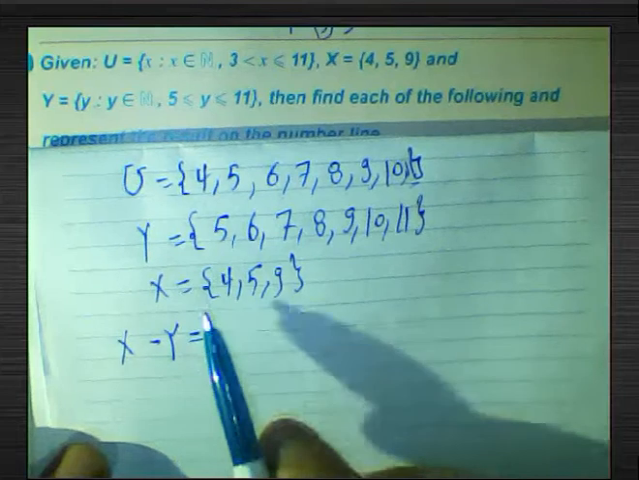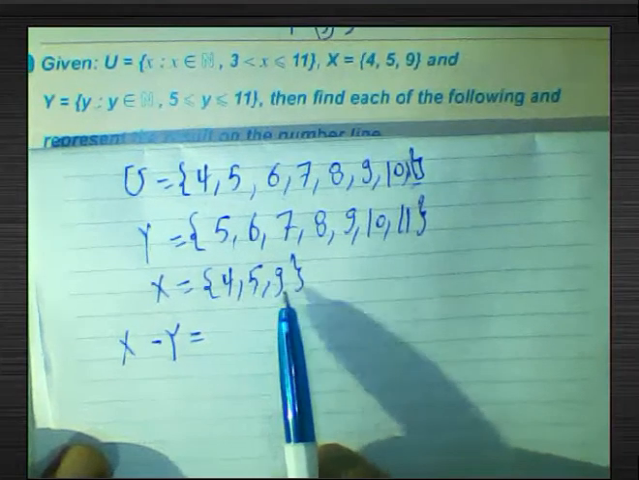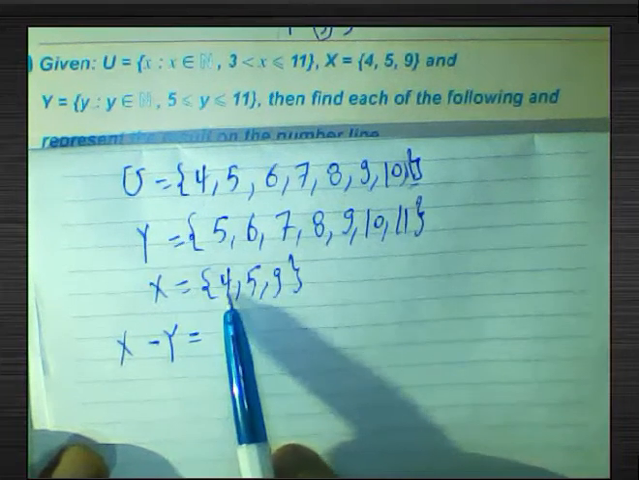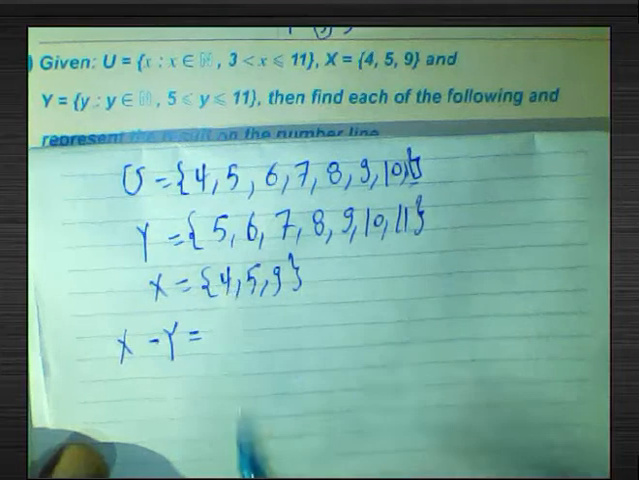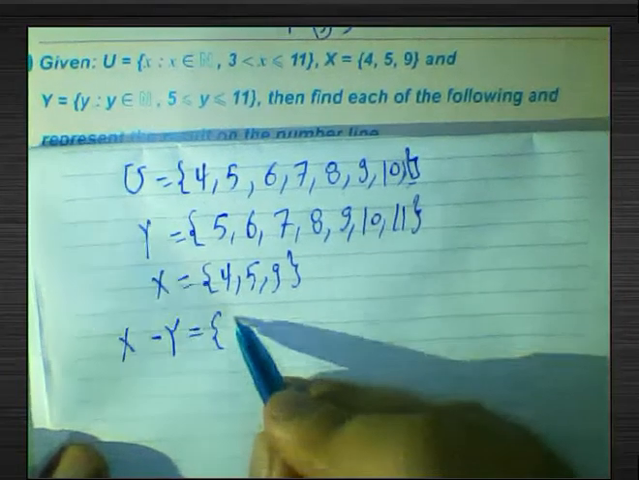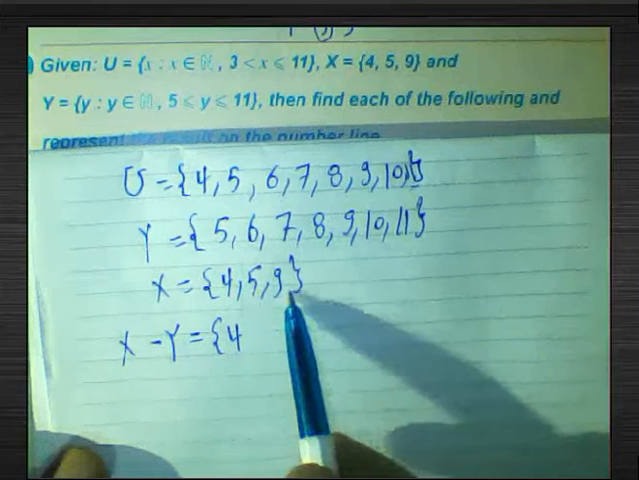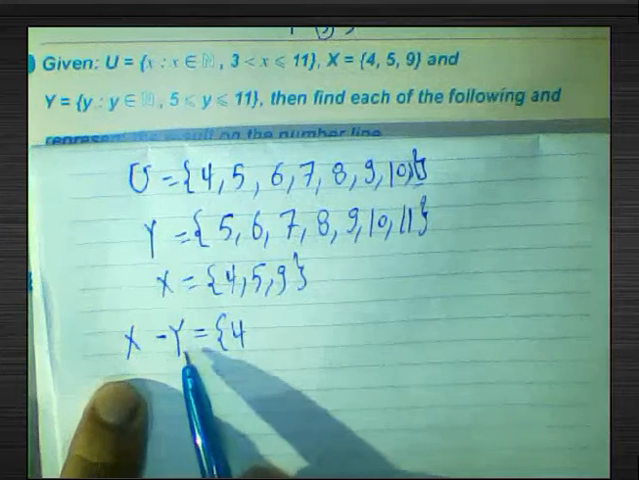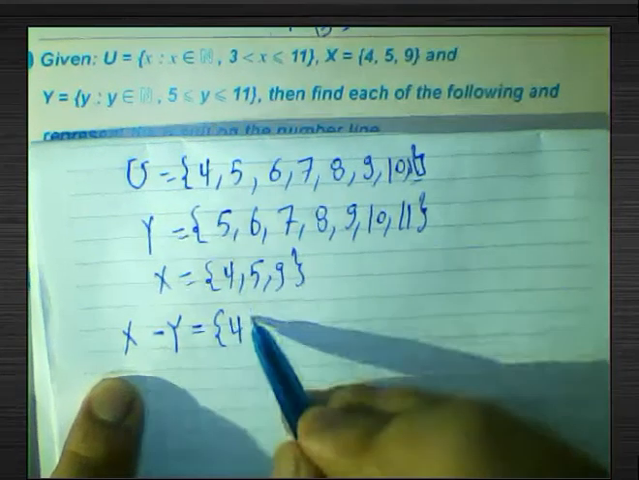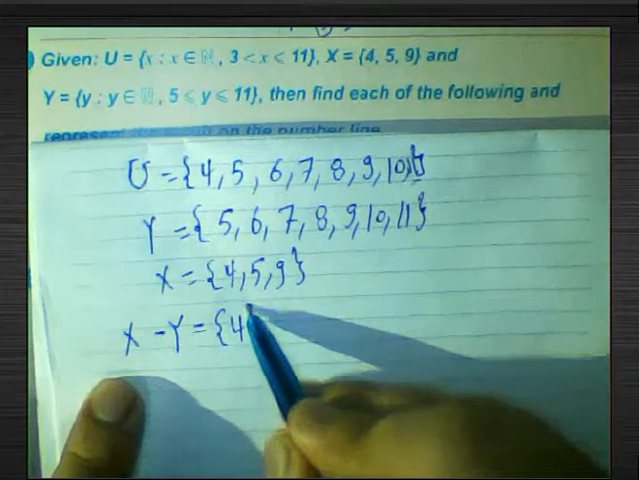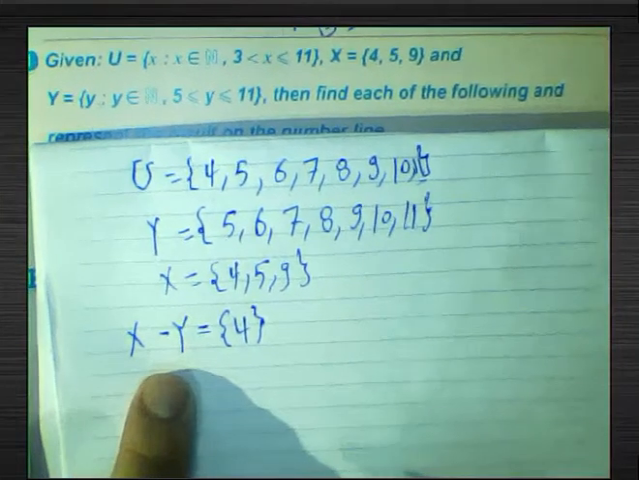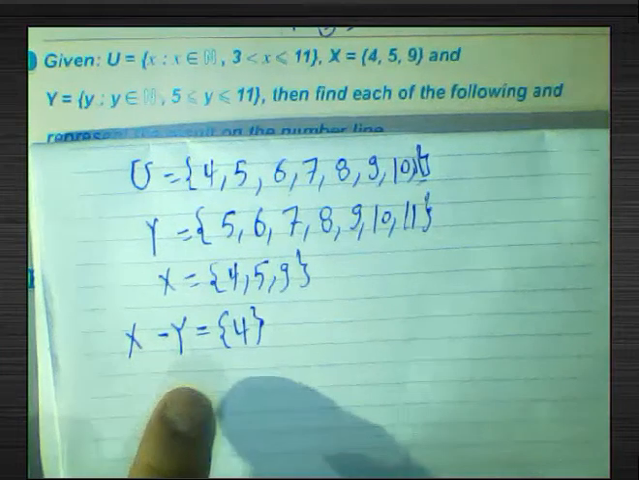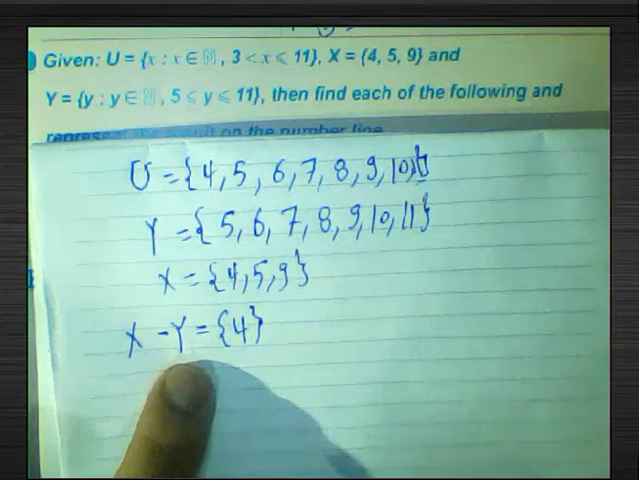X difference Y. We have 4, 5, 9 in X, but in Y we haven't the element 4. So X difference Y, the result will be 4. We have 5 and 9 in Y, so the element which is inside X and not in Y will be 4 only. X difference Y means all elements that lie in X and don't lie in Y. It will be 4.